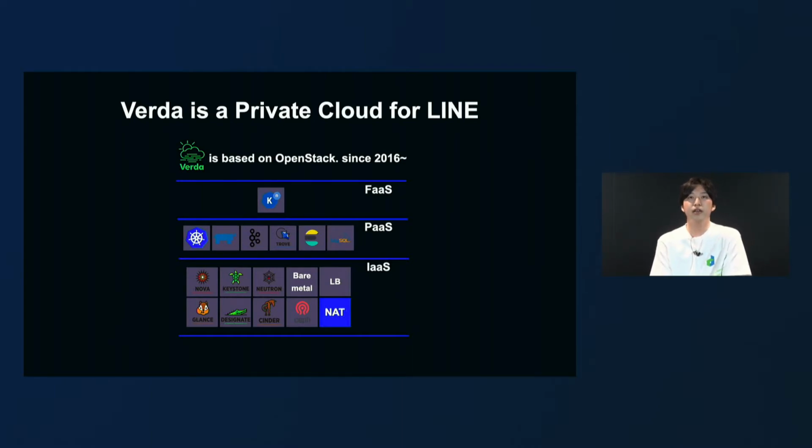There are many Line services that run on our in-house developed private cloud Verda. We launched Verda in 2016 based on OpenStack, and now it offers Nova, Neutron, and other basic components of OpenStack, as well as additional service components shown here.